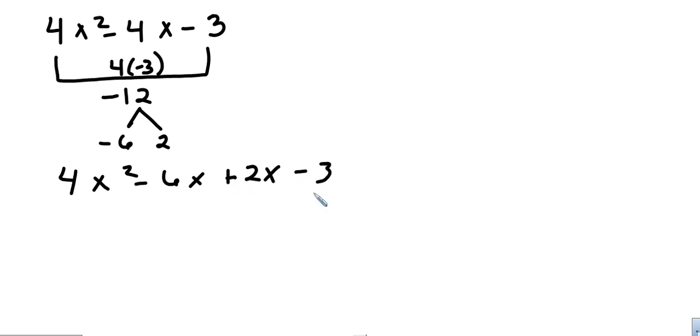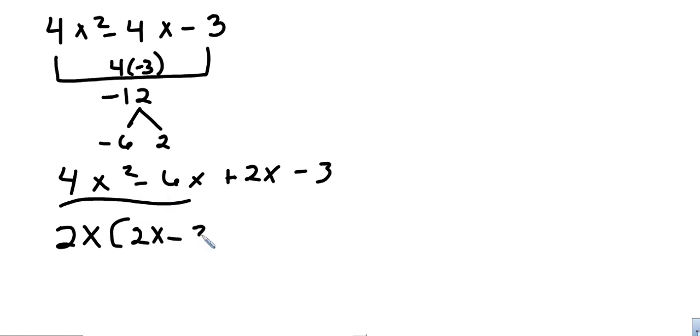And then we're going to use the same process we used a minute ago. Look at the first two terms. What's common? I'm looking at 4x squared minus 6x. Common factor here is 2x. When I divide the 2x out here, I'm left with 2x. When I divide 2x out here, I'm left with minus 3. Then I move to the last two terms, 2x minus 3.